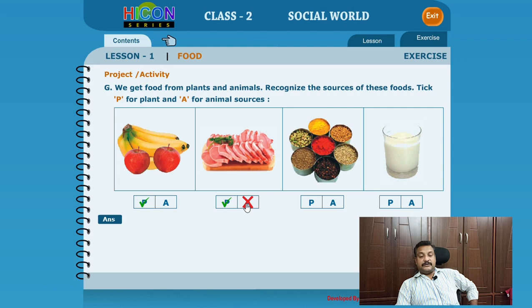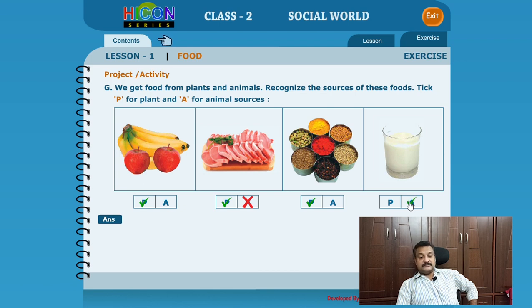Okay, it's given wrong here. We get meat from animals. Now, we have some grains here. Some dal, some beans, isn't it? Yeah. Where do we get these things from? Yeah, they are actually given by plants. And the last diagram is a glass of milk, and the milk we get from cows and buffaloes, and they are animals.